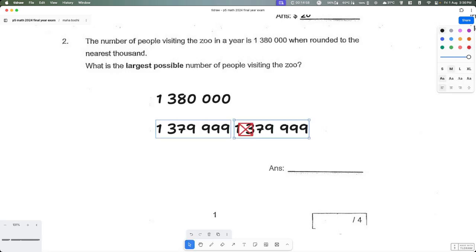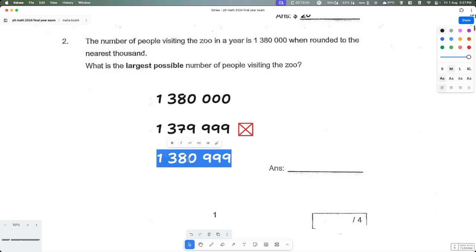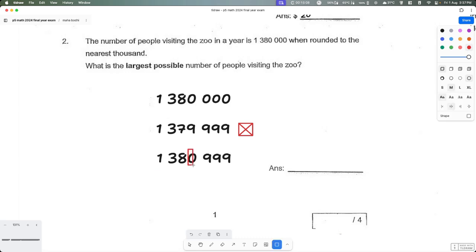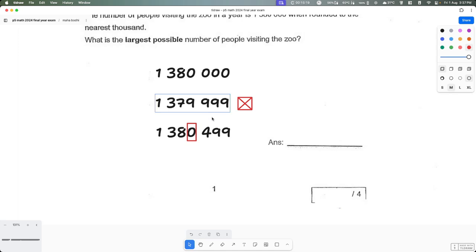So actually, if you can guess, it's 1,380,000. If you round to the nearest thousand, with 0 over here, then it will still be okay. But we cannot put a 9. We can't put a 5. So what about a 4? In this case, the answer to this is 1,380,499.